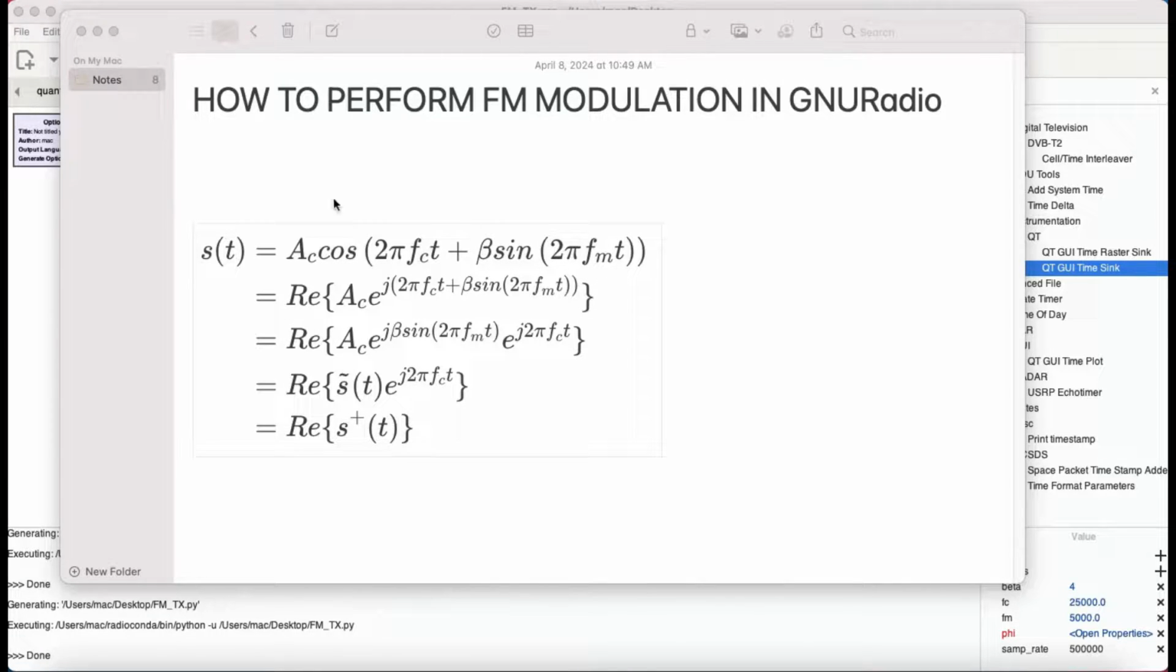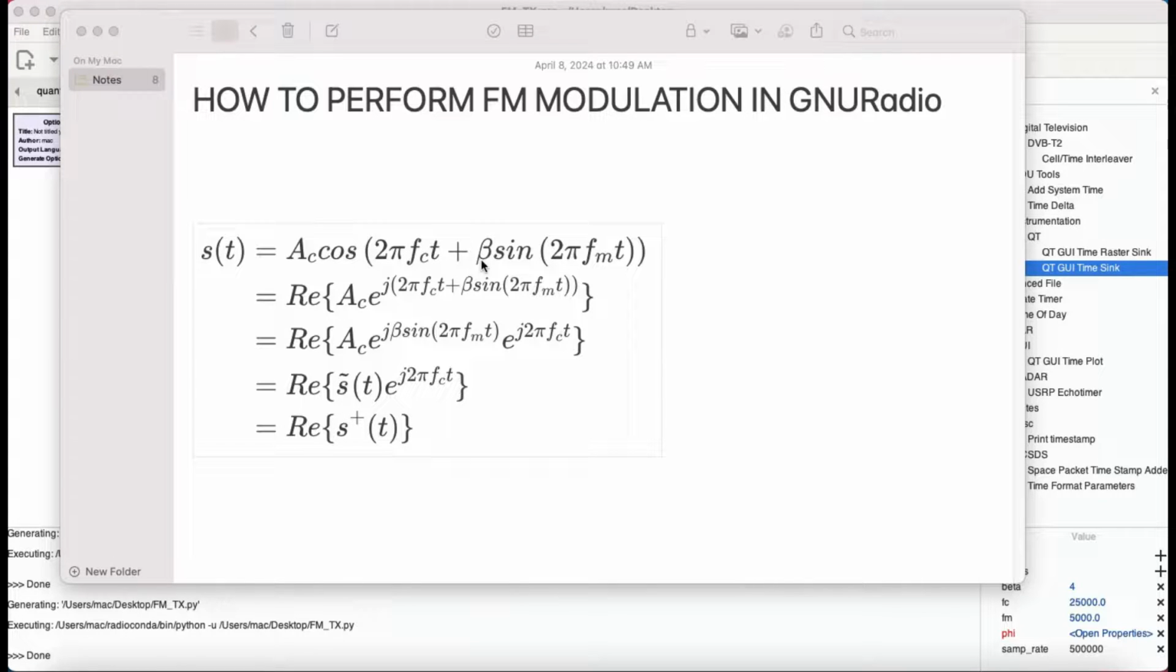This is a generalized equation, and we're going to break it down into different components. fc, as we know, is your carrier frequency. fm is your modulating frequency, and then you have some term which we are calling beta. Beta is called the modulation index. It's just some multiplying factor.